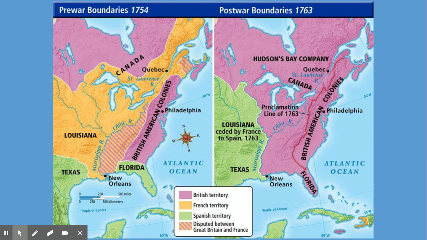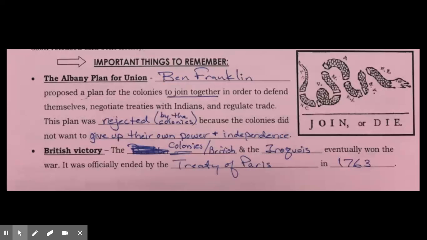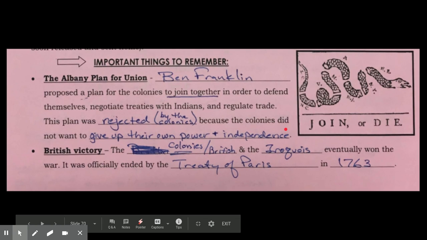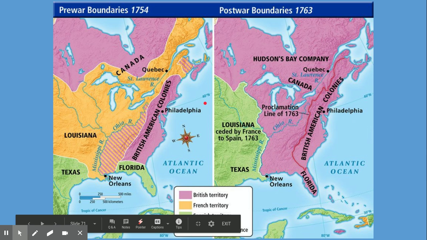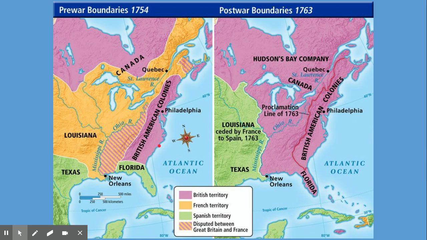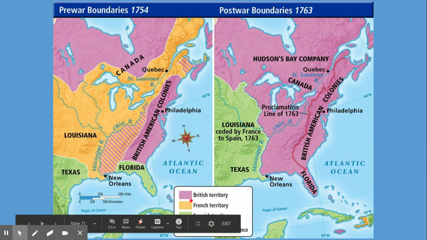Then on to the back side of sheet 1. What happens as a result? As a result of the British victory, what's going to happen? Well, as we talked about in class, or will talk about in class, the French are going to lose all their territory.